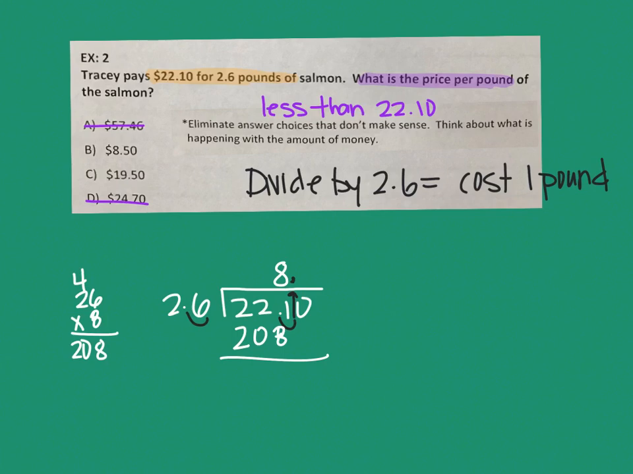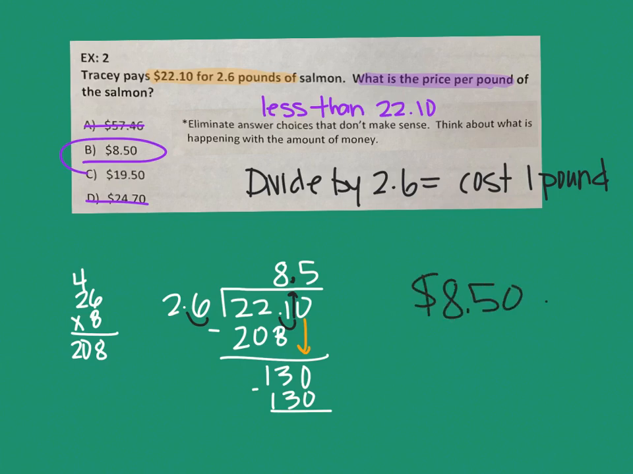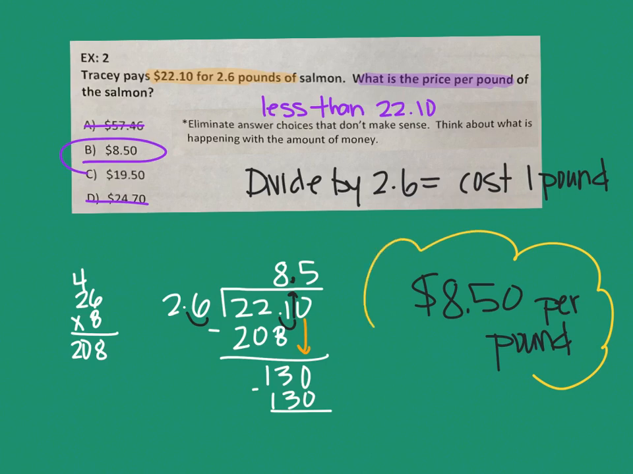I pretty much know the answer now because I've eliminated choices and I know it starts with 8. I'm going to go ahead and circle that the answer is B. But if I finish out the problem and I subtract, I get 13. And then I bring down this 0. Now it's 130. And 26, actually, the answer choice said 5 should be the next digit. And if I test that out, I'm pretty sure that it equals. So 8.5. And then we could say that the final answer is $8.50 per pound. And then that would be your final answer.